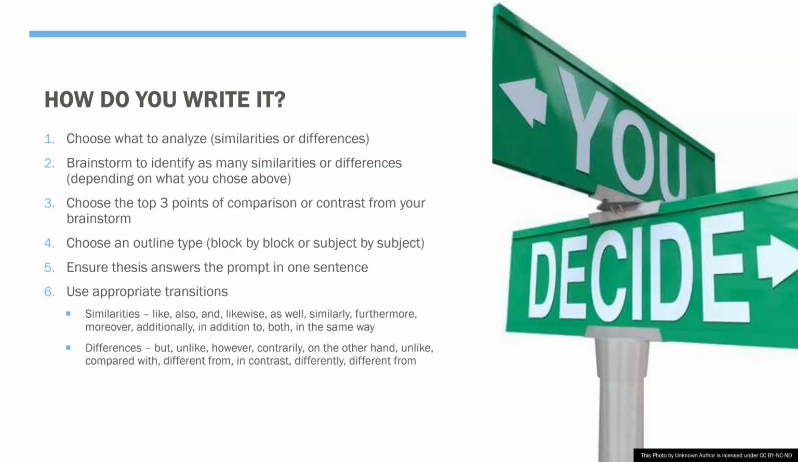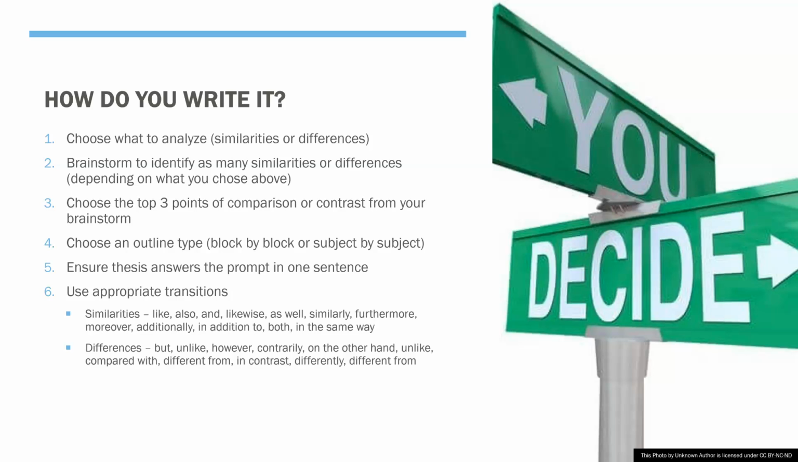And then you need to do an outline. There are 2 types of outlines that you can choose from for this particular essay. One is known as a block by block. The other one is called a subject by subject. It is your choice, whichever one you feel more comfortable picking, that's what you can go with.